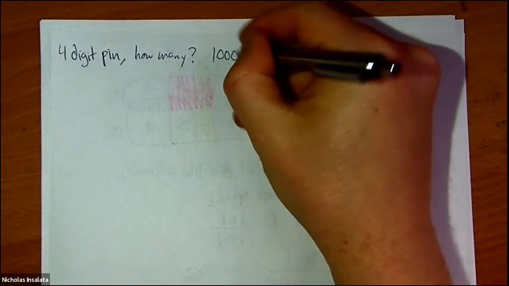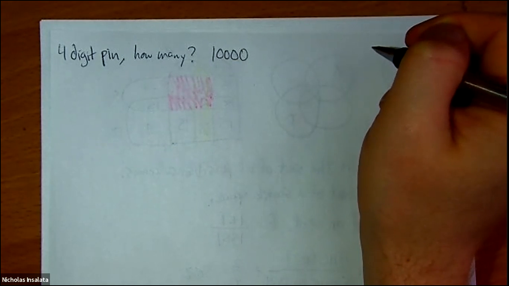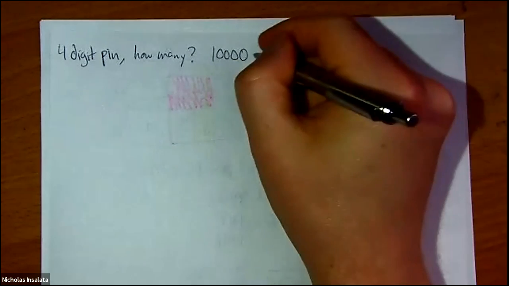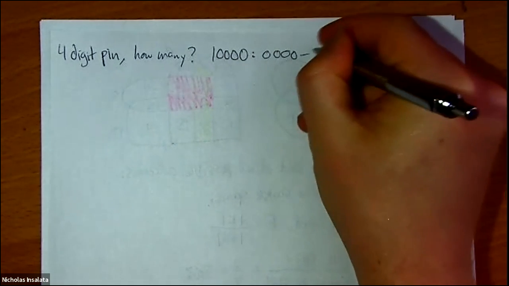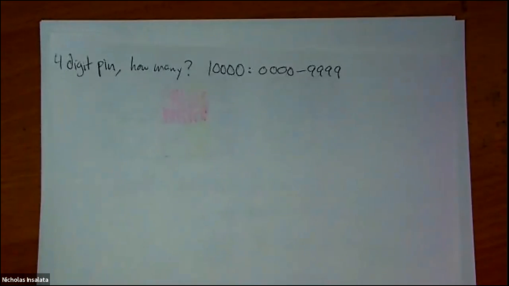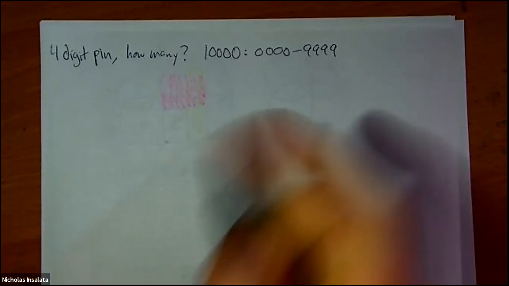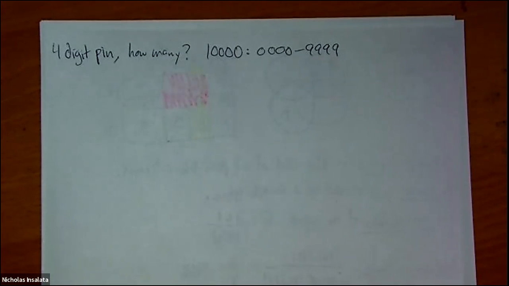Ten to the fourth, right? 10,000, which is pretty easy to think about, because you can have 0000 all the way up through 9999, which of course is 10,000 different numbers, right? 9,999 plus the 0. You got to remember that off by 1 error, right? So 10,000 total.